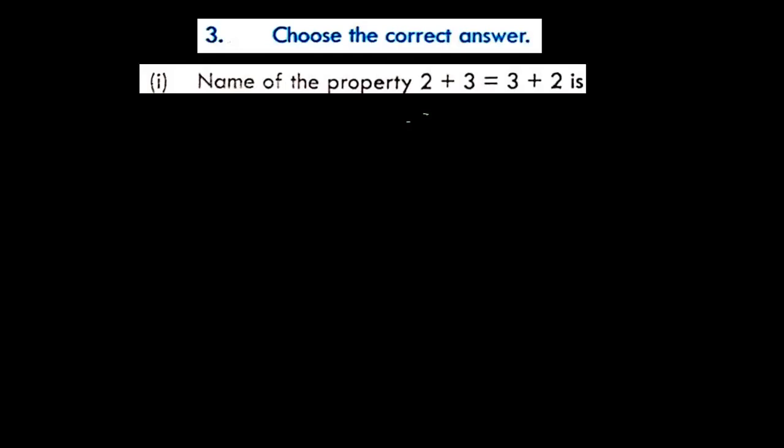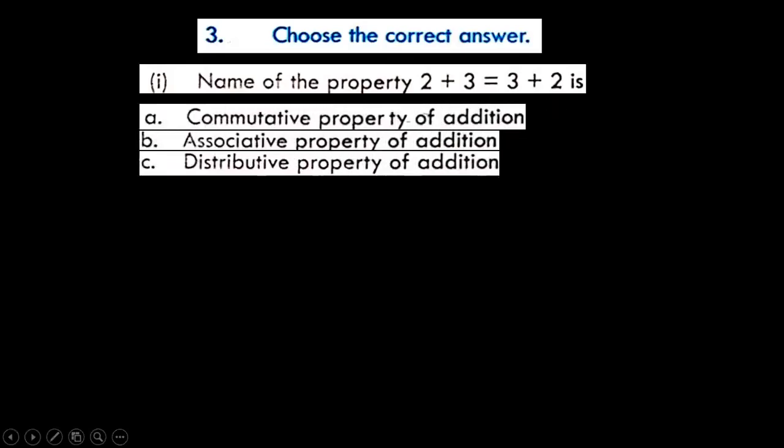Choose the correct answer. Name the property: 2 plus 3 and 3 plus 2. Which property is used here? It is known as commutative. Yes, commutative. Three options are given. So you are correct. Okay, good.